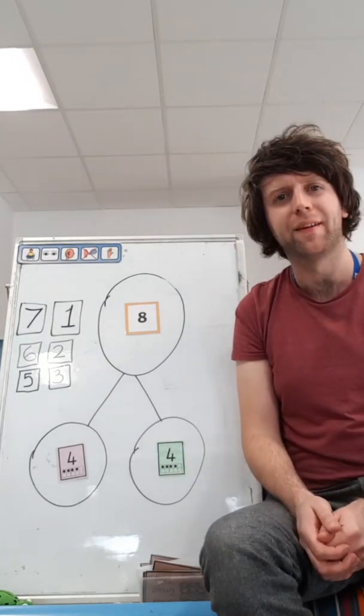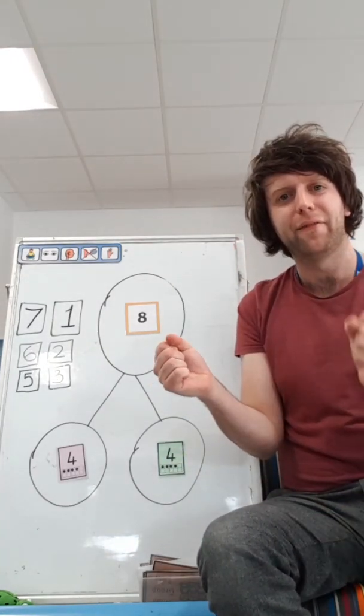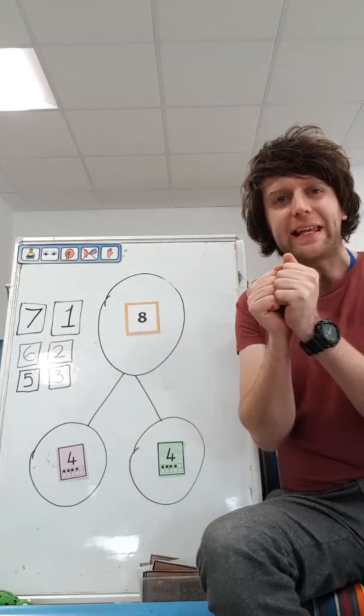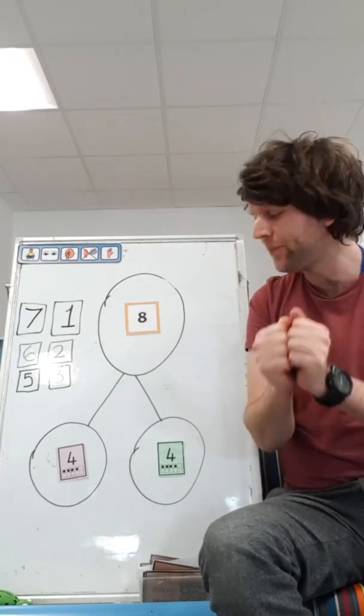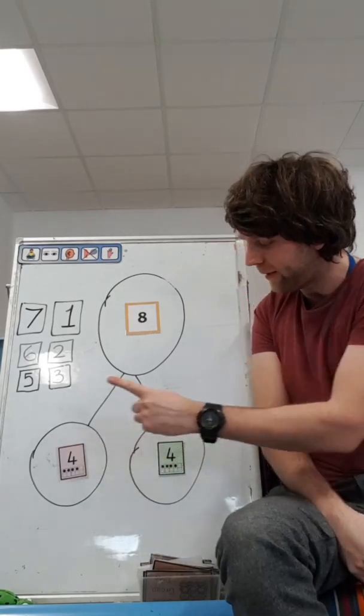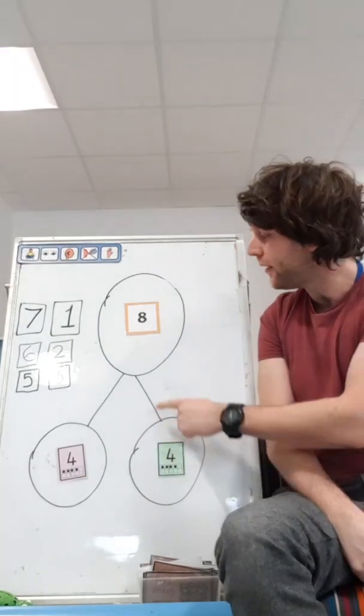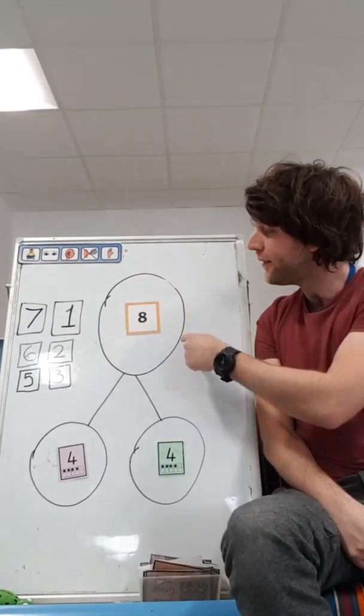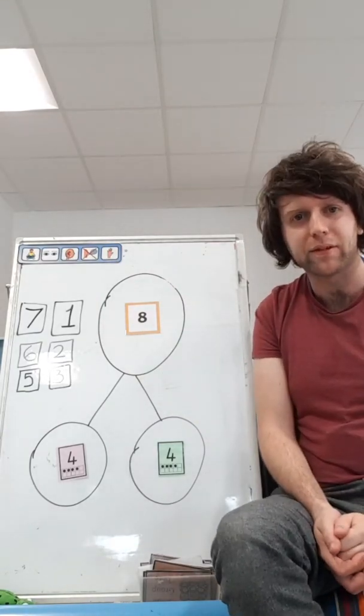Okay, and we can sing. 4 is a part, 4 is a part, 8 is the whole amount. 4 is a part, 4 is a part, and 8 still the whole amount.